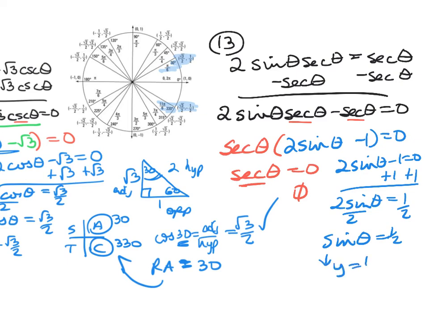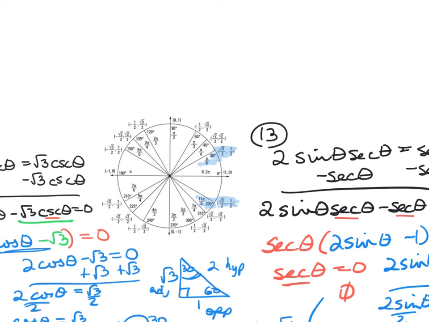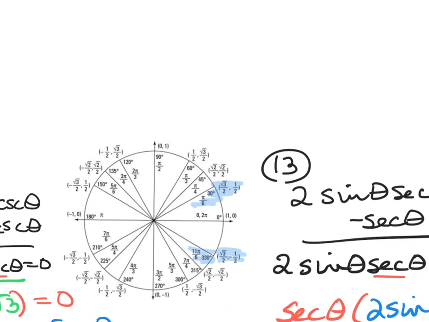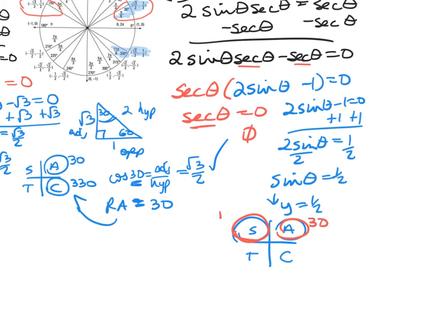Again, sine looks at y. I'm looking for a y in my ordered pairs to be 1/2. Let's narrow down the quadrants. Sine is going to be positive in quadrant 1 and quadrant 2. So let's highlight this in red. If I come to my unit circle and I'm looking for y to be positive 1/2, right here and right here, so 30 and 150. So my two answers are 30 degrees and 150 degrees.